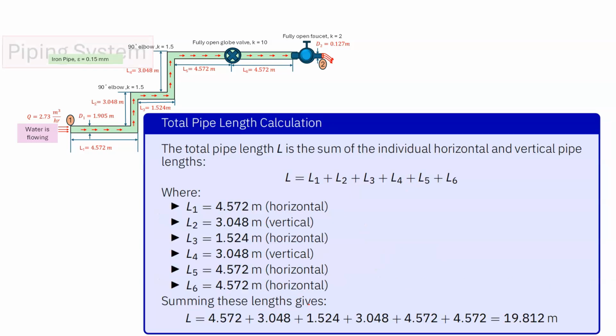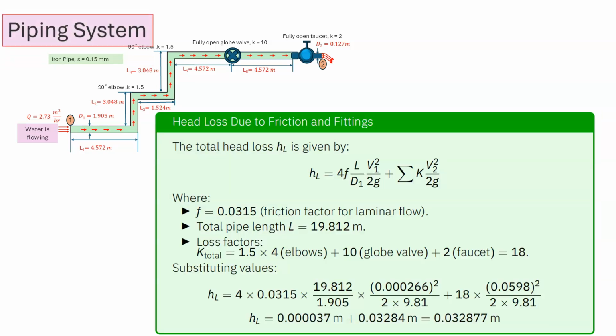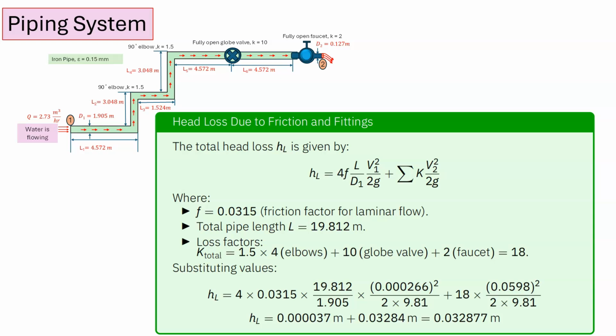So after getting the friction factor, first we have to calculate the total length of the pipe. So L is L1 plus L2 plus L3 plus L4 plus L5 plus L6. All these data are given: the length of the horizontal pipe, vertical pipe, horizontal pipe, vertical pipe, horizontal and horizontal. So the total length is 19.812 meters.